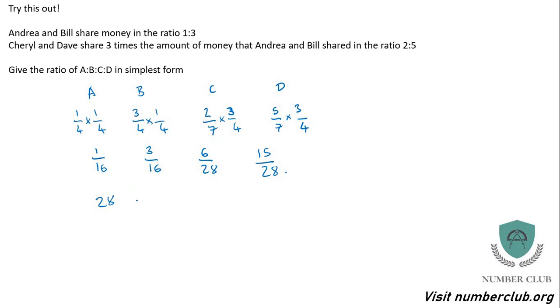So we get 28. 3 times 28 will be 60 and 24, which is 84. 6 16s would be 60 plus 36, which is 96. And 16 times 15 will be 160 plus 80, which is 240. We can cancel down 14 to 42 to 48 to 120, which is 7 to 21 to 24 to 60. And that's it. Okay, A to B to C to D is in the simplest form there.